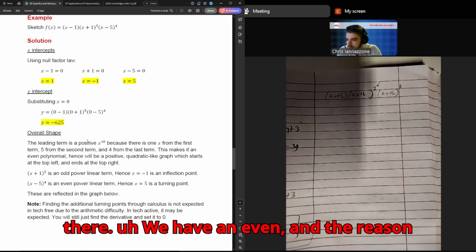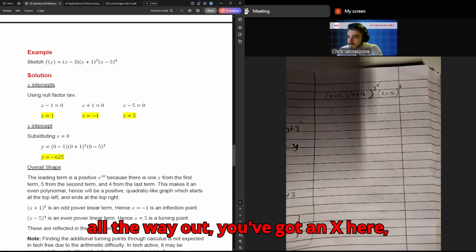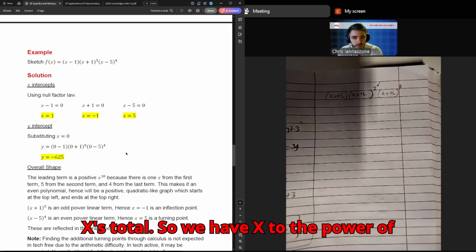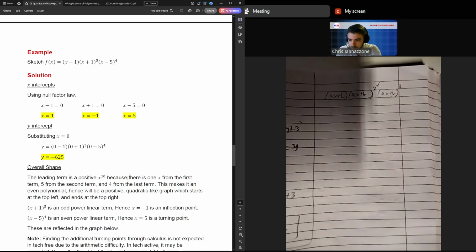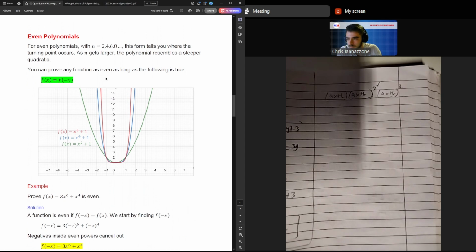We have an even, and the reason why is because if you were to expand this all the way out, you've got an x here, 5 x's here, 4 x's here, that's 10 x's total. So we have x to the power of 10, that is in fact an even polynomial. And so what does that matter? Well, that's going to tell us where we start and end.